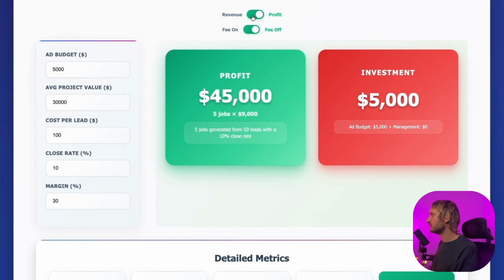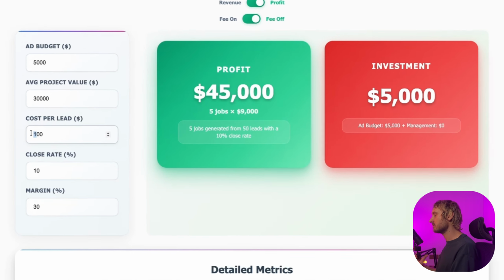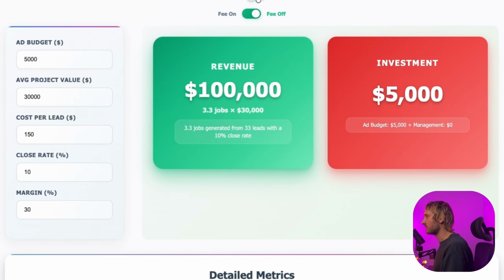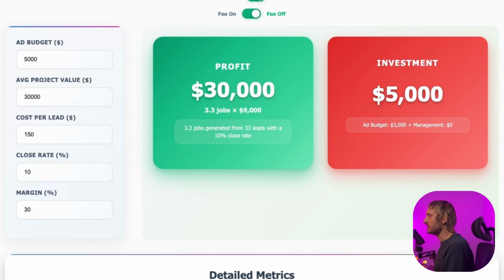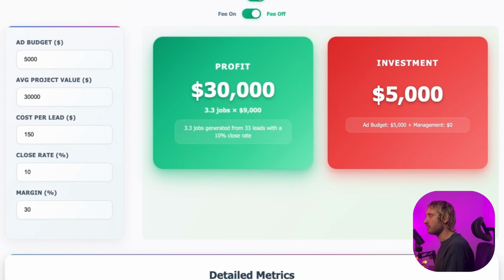Cool. So that gives you a rough idea around what you can expect, and you can use this calculator to play with these numbers. So for example, we might leave the profit switched on, but we might say, hey, we're actually running ads in a very competitive area, so our cost per lead is going to be at least 150 per lead. And so if we calculate this, we will see that you will only generate $100,000 in revenue, and you will only make $30,000 in profit, because you will only get 3 jobs, because you will only get 33 leads.